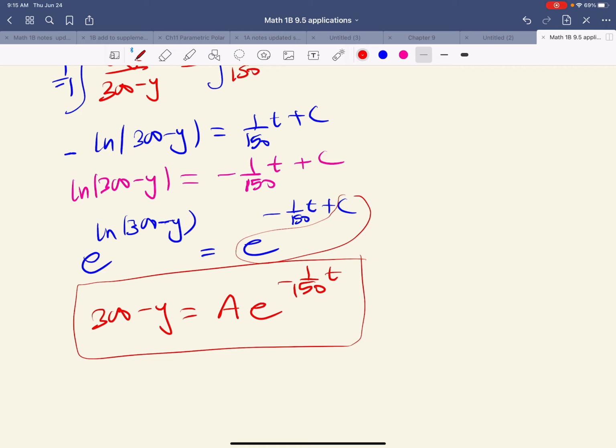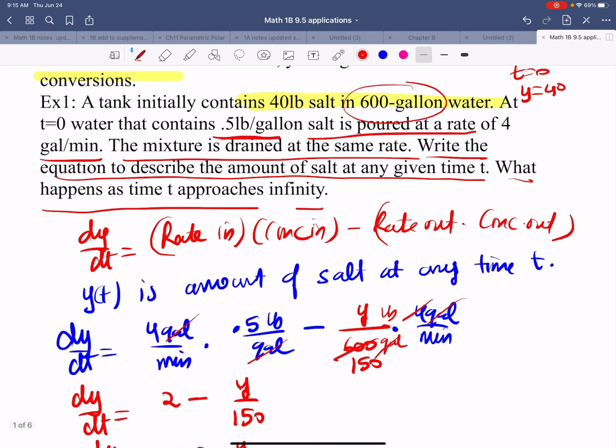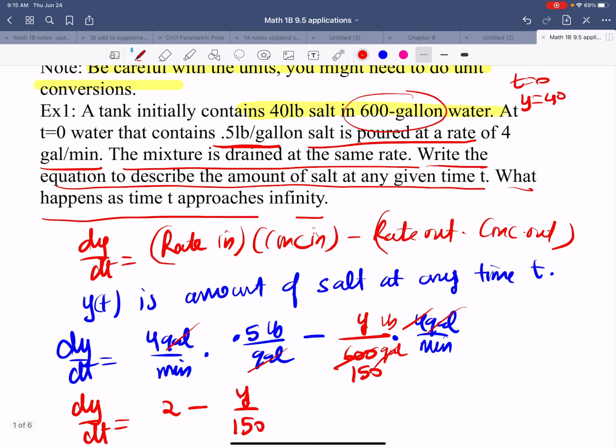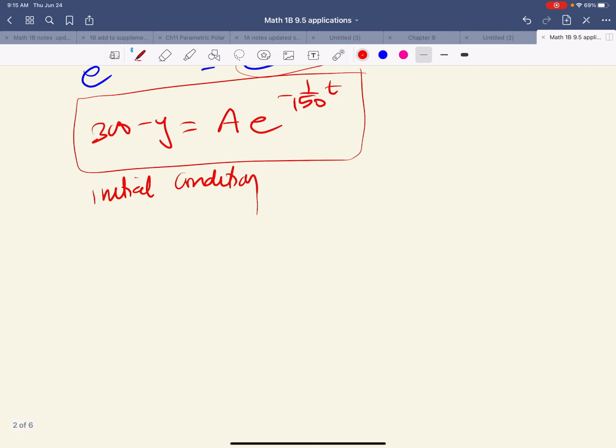Now we were given the initial condition. We were told that at the beginning there were 40 pounds of salt in there. The initial condition was t equals 0 when y is 40. So when y is 40, 300 minus 40 is equal to a times e to the power 0. So 260.